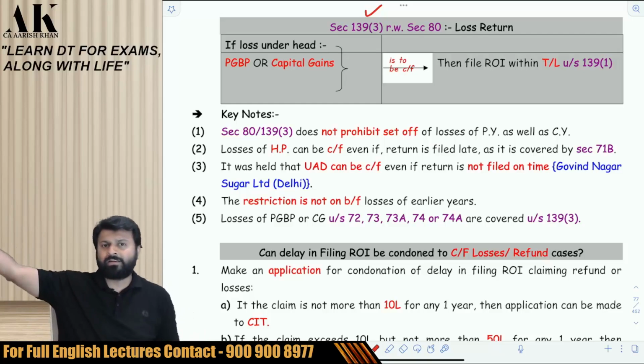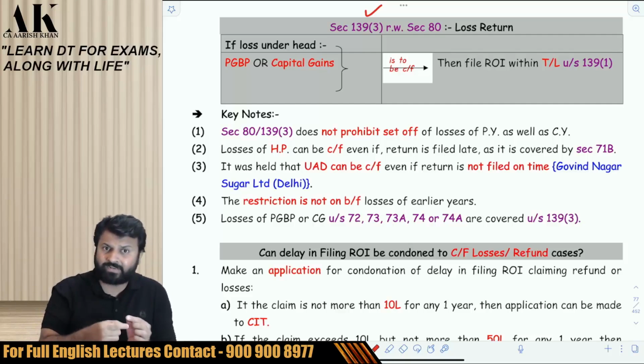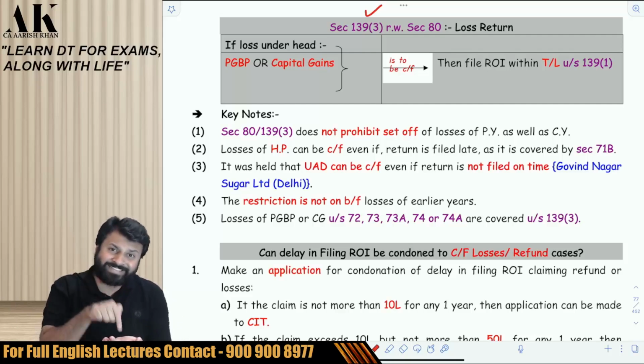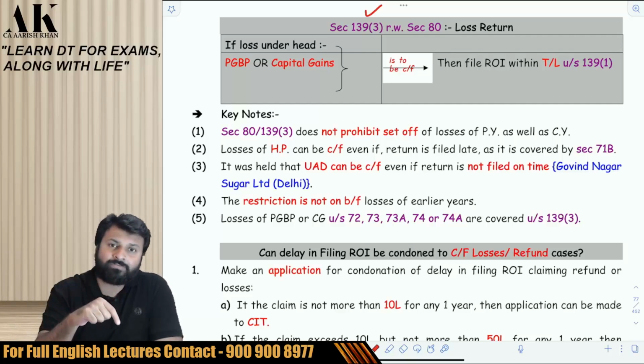Suppose I filed the return on time in the last year, and last year I had some loss, so I am carrying forward that loss because I filed the return on time last year. If I am setting off that loss in the current year with some other income, will I be allowed to set off that loss if I file the return in the current year late? So last year I filed the return on time. There is a loss which is getting carried forward from last year to current year, and in the current year I am filing the return late. So will I be allowed to carry forward that loss and set off?